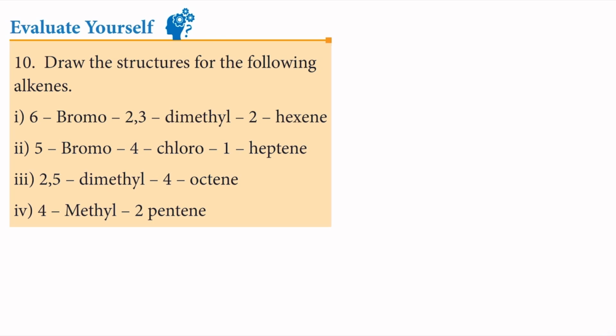4-methyl-2-pentene. We have a pentene chain and the double bond is at 2 position. Therefore, let us first draw the pentene chain. 1, 2, carbon-carbon double bond, and then 3 and 4 and then 5. Number it 1, 2, 3, 4, 5. Put the methyl group at 4 position. Let's fill the hydrogen atoms at other places to satisfy the valency of carbon. Here it should be CH3, 1 hydrogen at position 2, 1 hydrogen at position 3, 1 hydrogen at position 4, 3 hydrogens at position 5.